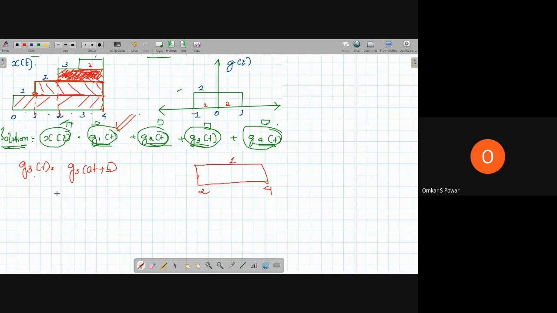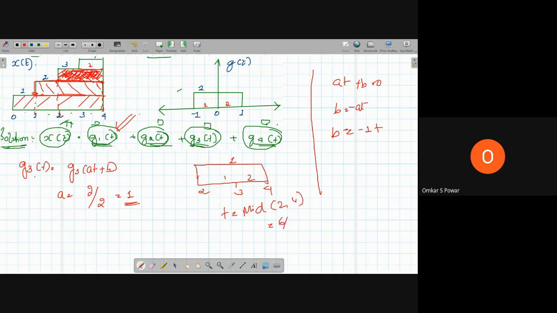Okay. Now, to get the value of A, number of units in G of t is 2. Number of units in this one also is 2, because 1 and 2. So A will be equal to 1. In order to get the value of B, what we have to do? AT plus B is equal to 0. B is equal to minus AT. So B is equal to minus 1 into T. So T is equal to mid value of 2 comma 4, which is equal to 6 by 2, which is equal to 3. So B is equal to minus 1 into 3. So B is equal to minus 3.